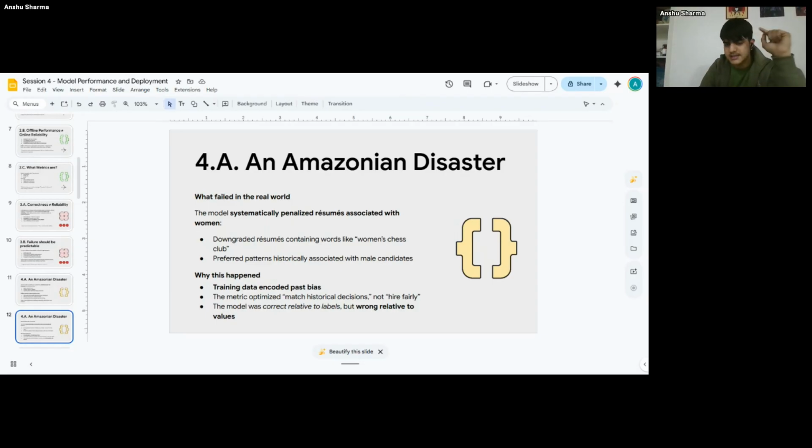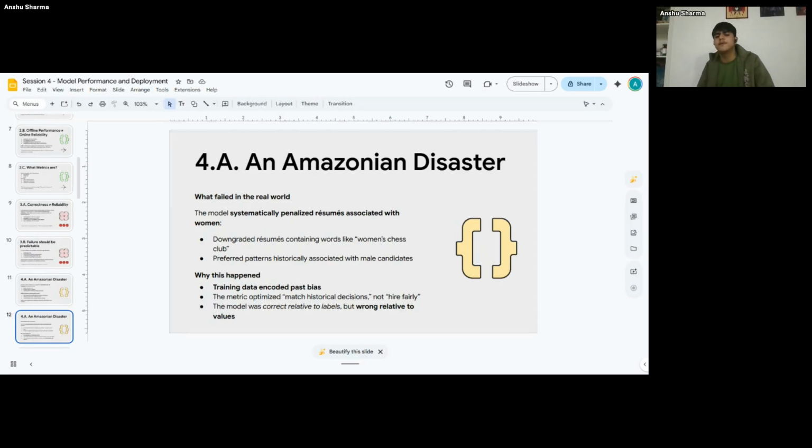So that was a system failure that was not seen during the evaluation phase, that slipped by the evaluation phase, even though the metrics indicated that it was all fine. But in deployment, Amazon realized that something was wrong, right? So this happened because the historical data was encoded in such a manner that it biased towards men, right? And so the metric they were optimizing for was to match historical decisions, not to hire fairly. So that is also a distinction between the values they were aiming for.